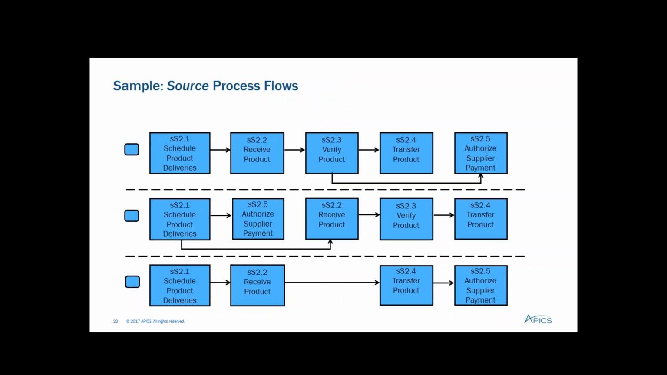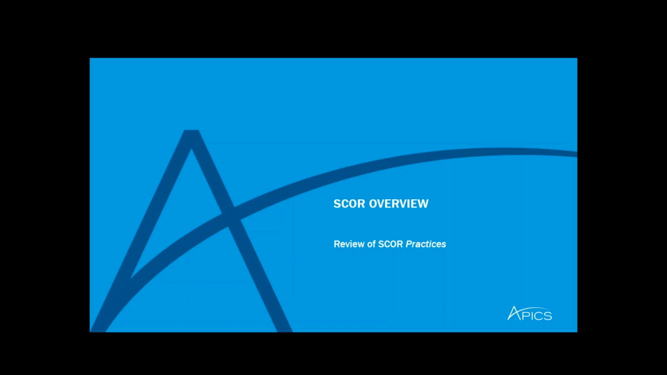This is an example of several source processes modeled using SCOR. Sourcing is all about managing the inbound flow of material from vendors, including all the listed activities. As you can see from these examples, there are many different ways that companies manage the source or any process, and SCOR is flexible enough to be able to map them.